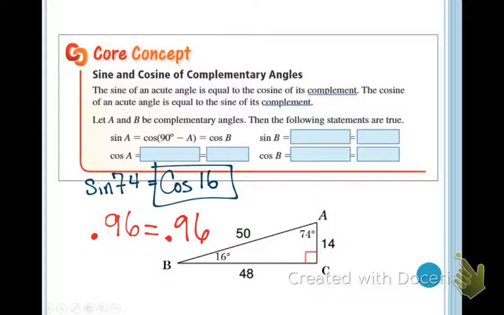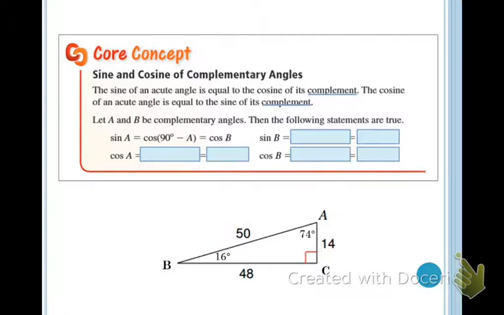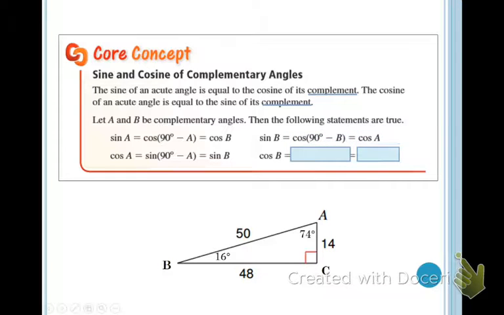So this will happen. Sine of B will be equivalent to cosine of A. Cosine of A is equal to sine of B. Cosine of B is equal to sine of A. So when you rewrite it, you go from sine to cosine. You take 90, subtract the angle.